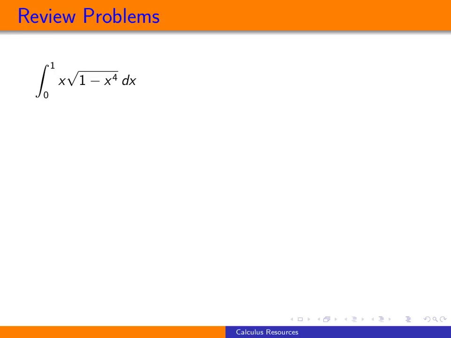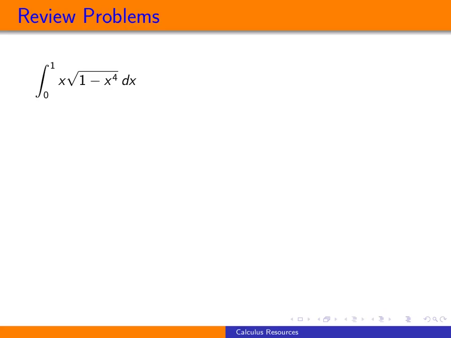Here we're integrating x times the square root of 1 minus x to the fourth from 0 to 1. We were also given two hints. First, we should make an appropriate substitution. And then second, instead of anti-differentiating, we should interpret this integral as the area under a curve. Well, let's start by figuring out what the appropriate substitution is.